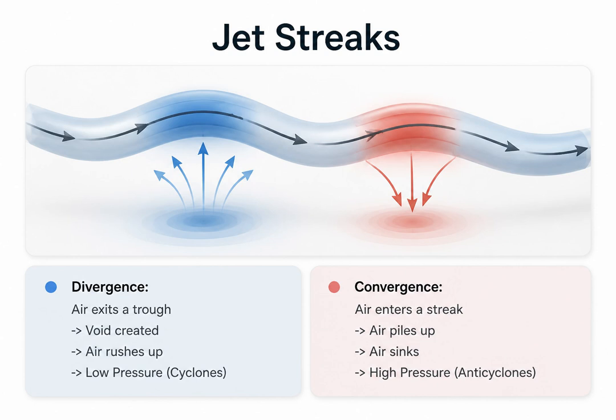When winds exit a trough, they spread out or diverge. This creates a void in the upper atmosphere, causing air from the surface to rush upward, creating a low-pressure system and cyclonic storms. Conversely, when winds converge entering a streak, air piles up and sinks, creating high pressure at the surface and clear anticyclonic weather.